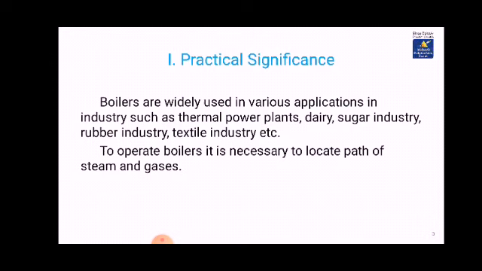The importance, that is practical significance. Boilers are widely used in various applications in industry such as thermal power plants, dairy, sugar industry, rubber industry, textile industry, etc. To operate boilers, it is necessary to locate the path of steam and gases.